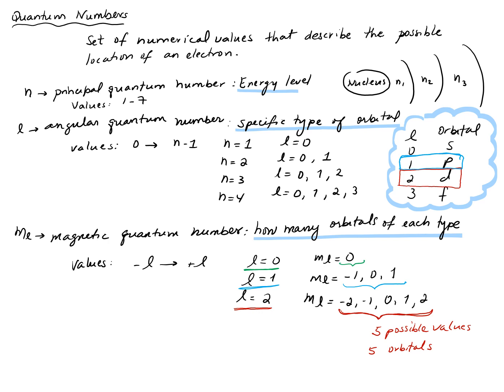On the third energy level, you have 3 sublevels, 3 sublevels given by your quantum number L, 0, 1, and 2. So you have 3 sublevels, 3 different types of orbitals, s, p, and d orbitals.